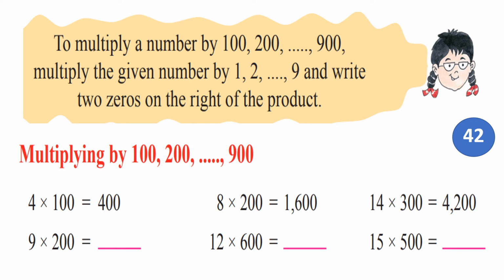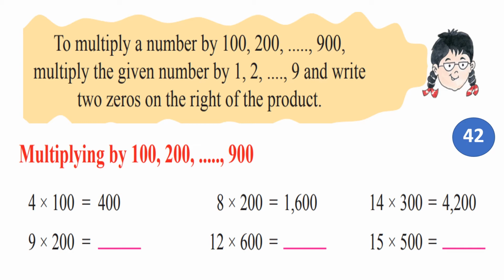Next is to multiply a number by 100, 200, 300, 400, or 900. Multiply the given number by 1, 2, 3, 4, or 9, and write 2 zeros on the right of the product. Example 1. Multiplying by 100, 200, 300, or 900. Look at here. 4 times 100: you write 2 zeros because 100 has 2 zeros, and then 4 times 1 is 4. The answer is 400.